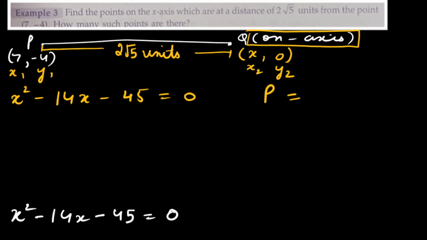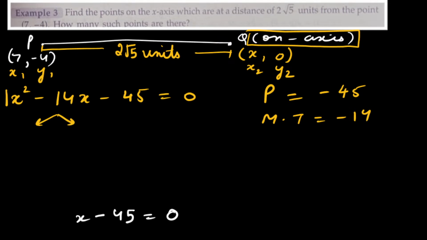So the product of first and last, this is 1 into minus 45, which is minus 45. The middle term is equal to minus 14. So what are the numbers? How can we split minus 14 so that the product of those numbers is equal to minus 45 and their sum is equal to minus 14? Okay, minus 9 and 5.